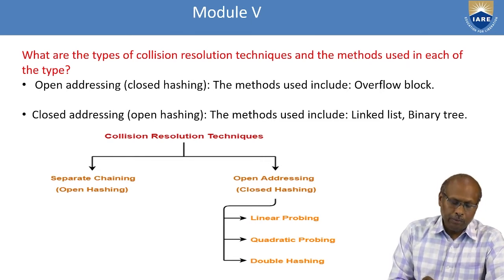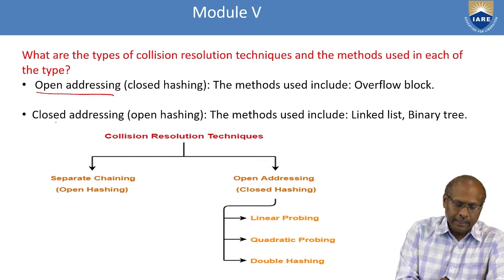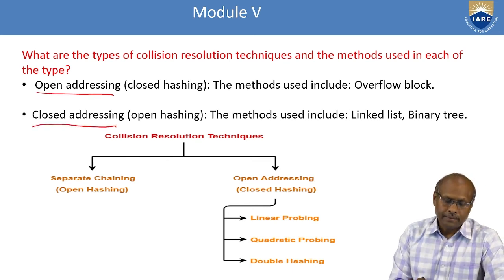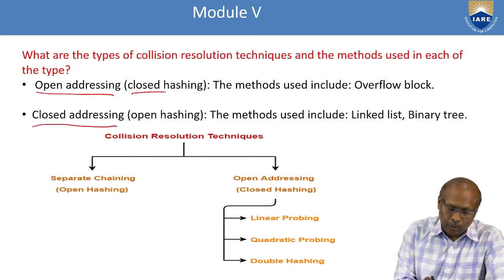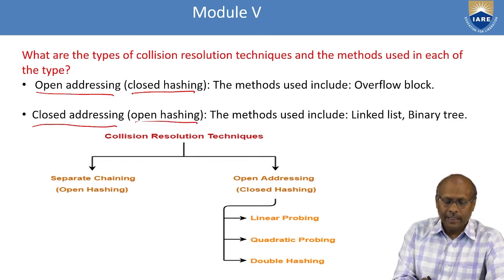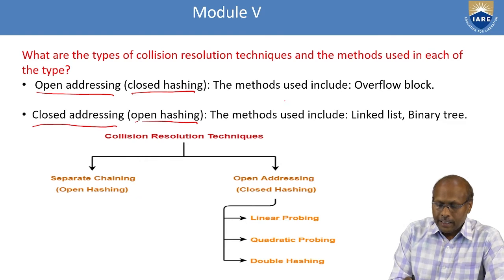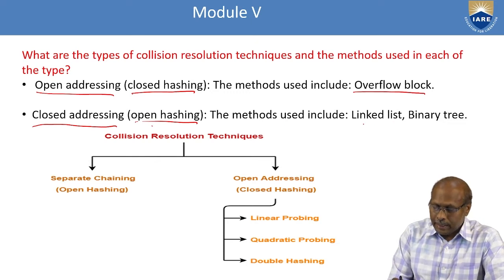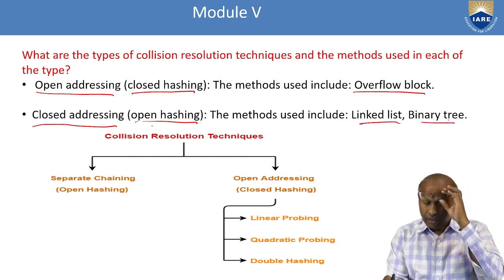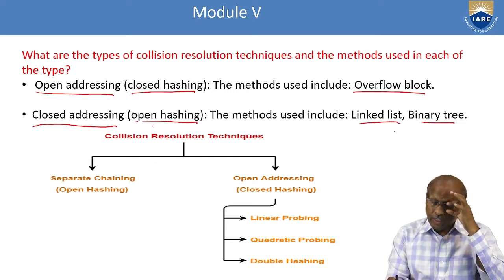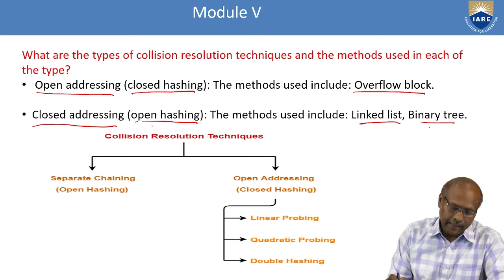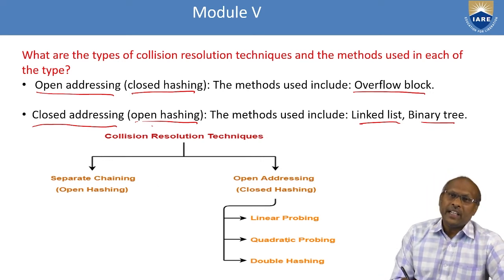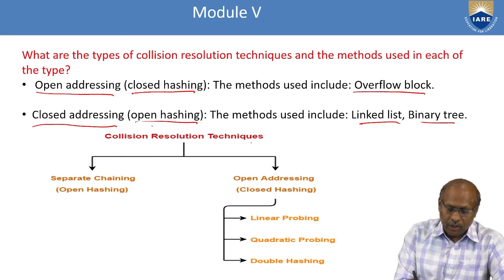Actually, there are two important types. One is open addressing, second is closed addressing. Open addressing is also called closed hashing, and closed addressing is called open hashing. These are the two standard names. These methods include overflow block, and the open hashing methods include linked list and binary tree. So whenever this situation comes, you can apply the linked list or binary tree. In a diagrammatic way, you can also represent the collision resolution techniques.